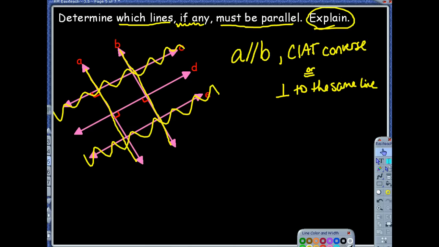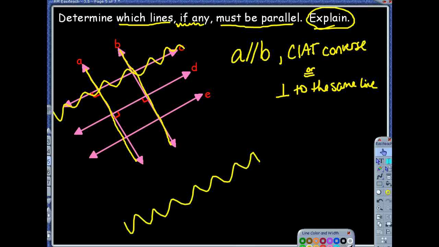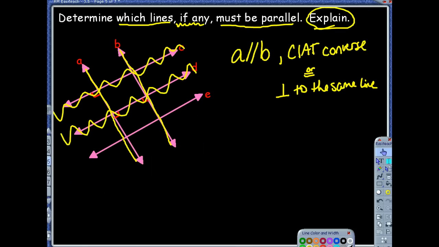What about line E? E doesn't help at all. And we already proved A and B are parallel. But notice line E doesn't have anything on it at all, so it's probably not going to be helpful to us. Just probably something to emphasize. Going to keep that in mind.